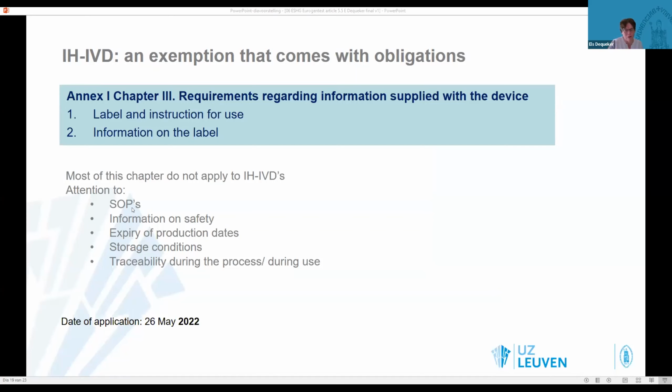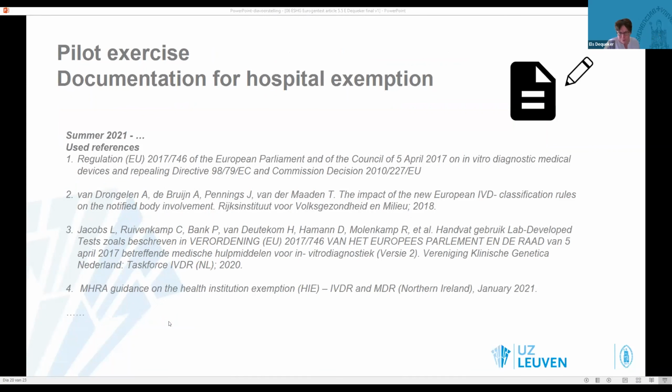We need to have information on the safety, the expiry and the production date. And most of the time we have an expiry date of the reagents, but not of our kit that we will use in our test. The storing conditions and the traceability during the whole process need to be implemented already now.